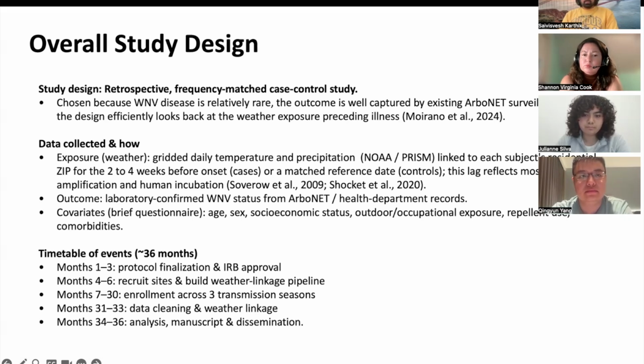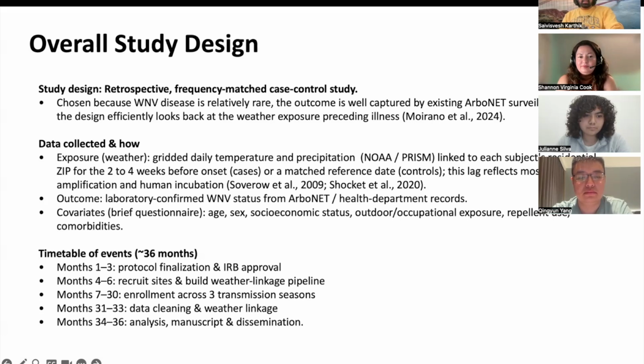records. In terms of covariates, we will give subjects a brief questionnaire which captures their age, their sex, socioeconomic status, how often they're outdoors, do they use mosquito repellent, and do they use mosquito protective clothing, like long sleeves, as well as relevant comorbidities, to adjust for confounding and individual level risk.